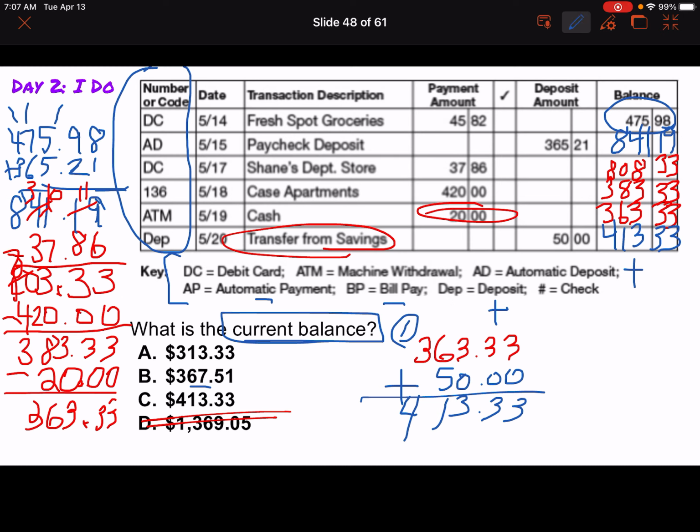So actually, if you see here, it's always good to do all of your work before you end up with one answer, because sometimes you might eliminate the wrong one. So the answer is C. Current balance is $413.33.